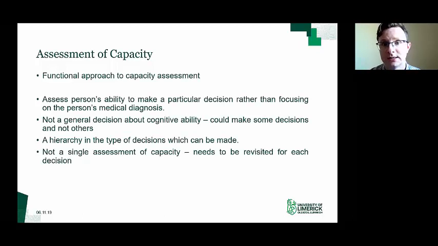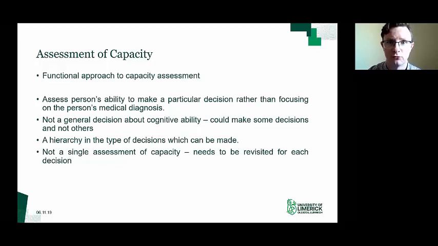It's not a general decision about cognitive ability. It indicates that a person might be able to make some decisions and not others. In this respect, then, it may be seen as a hierarchy in the type of decisions which can be made. So this really depends on the seriousness and the consequences associated with a particular decision.